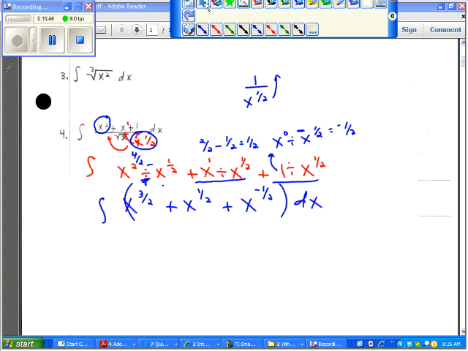Okay, now we're going to integrate the parts here. So we would add 1, so we're going to be adding 2 halves to that 3 halves, which is going to give us 5 halves. And so we're going to have x to the 5 halves, right? But then we need to divide by that 5 halves. And how do you divide by a fraction? Multiply by the reciprocal, okay?